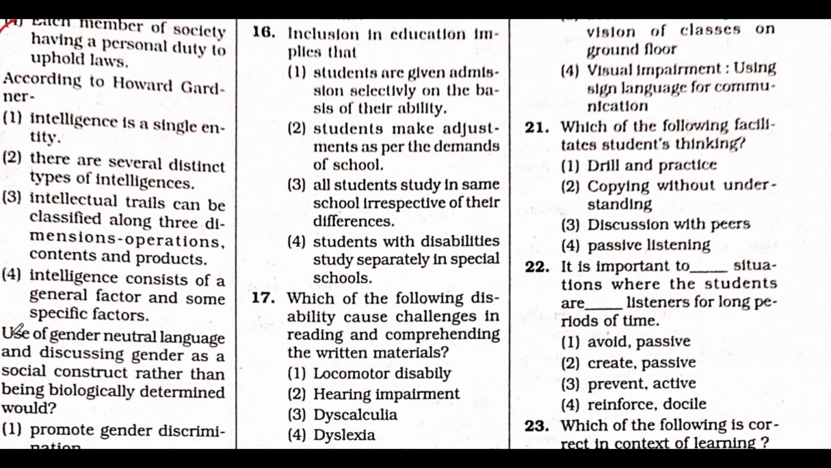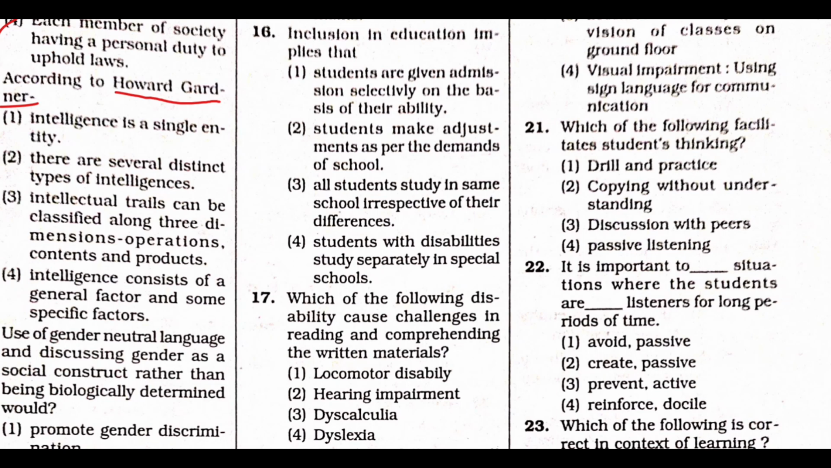All right, let's go to question number 12 now. According to Howard Gardner, you have to remember this name, it is very important. Howard Gardner was the one who gave the theory of multiple intelligence. Now, intelligence is a single entity. There are several distinct types of intelligences. Intellectual traits can be classified along 3 dimensions: operations, content and product. Intelligence consists of a general factor and some specific factors.